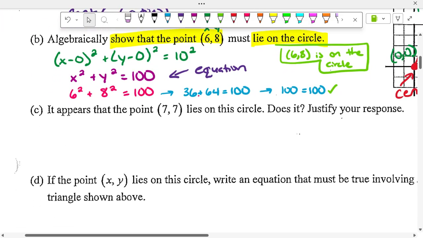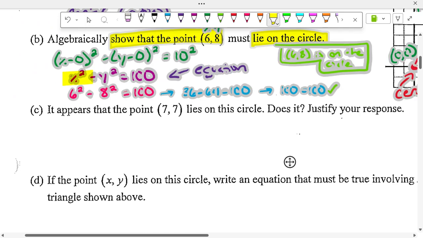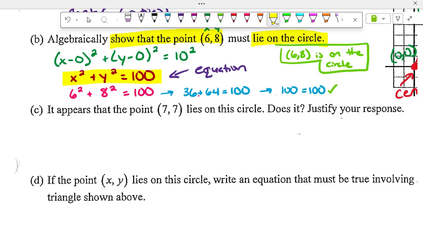So do what we just did, using that same equation of a circle, and figure out if 7, 7 lies on it. Go ahead, try it on your own. Using that same equation of a circle, figure out if 7, 7 lies on the circle.